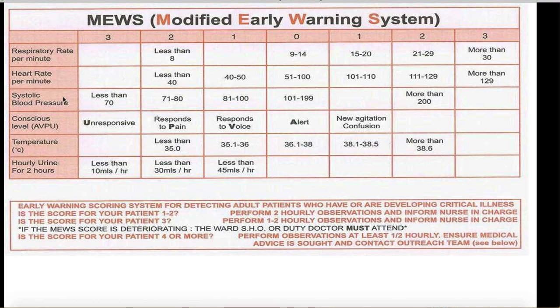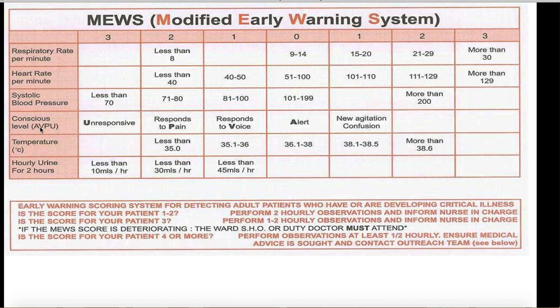Systolic blood pressure, the third parameter, the normal is in the range of 101 to 199. If it is more than 200, that is score 2. 81 to 100, that is score 1. 71 to 80, that is score 2. Less than 70, that is score 3.